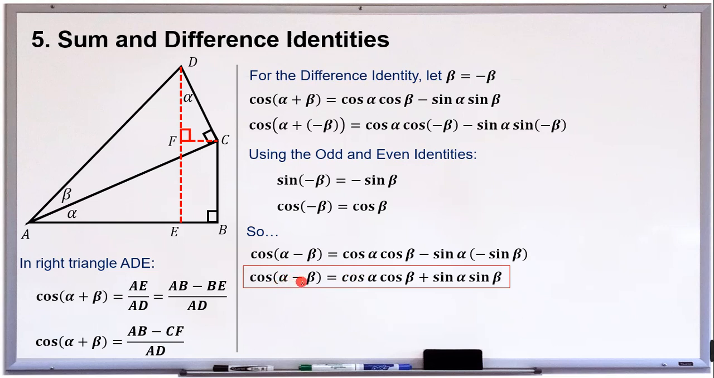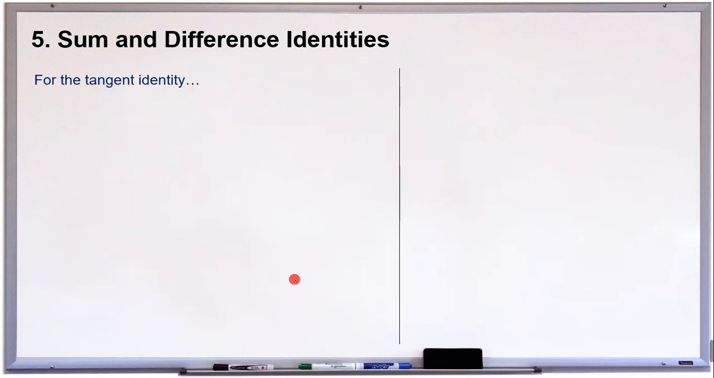So cosine alpha minus beta is equal to cosine alpha cosine beta, and this one right here will become positive due to the fact that from the odd identity for sine, we have negative sine of beta is simply equal to the negative of sine. It's because sine is an odd function. So the final equation for cosine alpha minus beta is this one. Now we will proceed to the tangent identity.